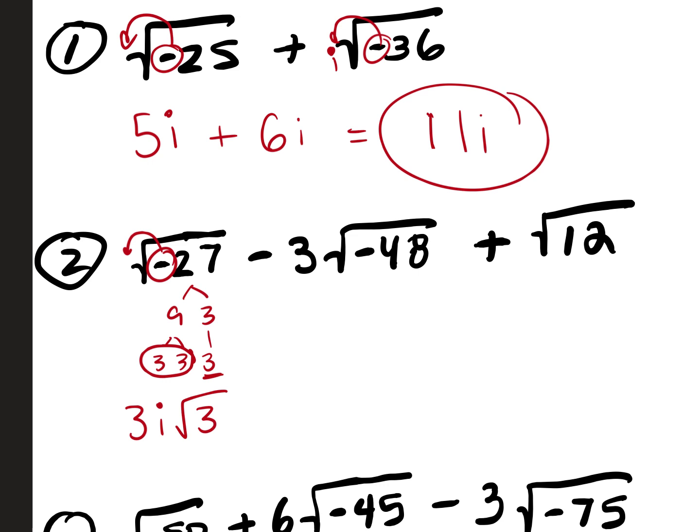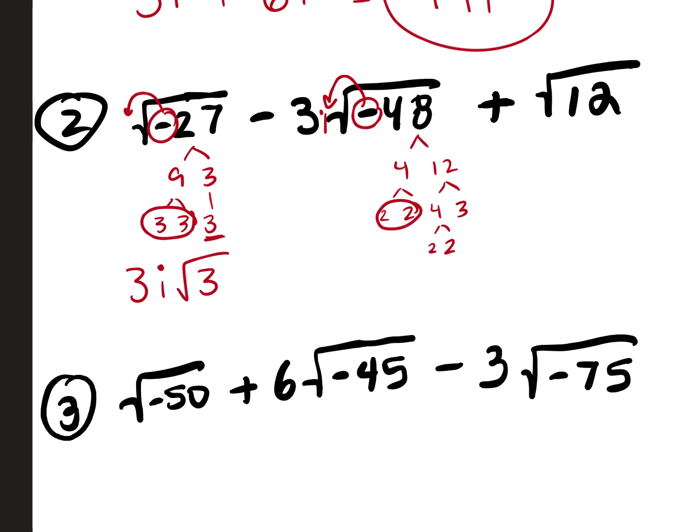Let's break down the other one. We're going to take the negative out, turn it into an i. What are 2 factors of 48? 12 and 4. Perfect. 2 factors of 4? 2 and 2. 2 factors of 12? 4 and 3. And 2 factors of 4? 2 and 6. What would we circle here?